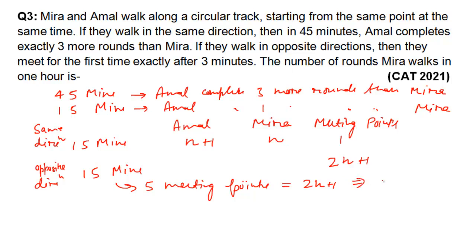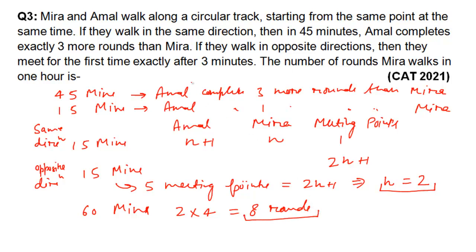So this will give me n is equal to 5 minus 1, 4, divided by 2, that is 2. So n is equal to 2 for 15 minutes. That means Mira is completing 2 rounds in 15 minutes, and in the question it has been asked the number of rounds Mira walks in 1 hour. So in 60 minutes Mira will complete 2 multiplied by 4, that is 8 rounds. So 8 rounds is the answer, no option is given.